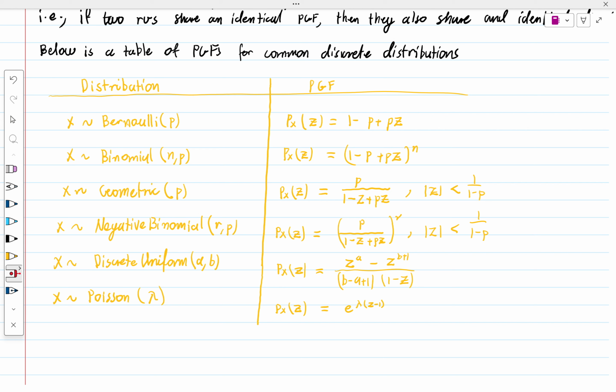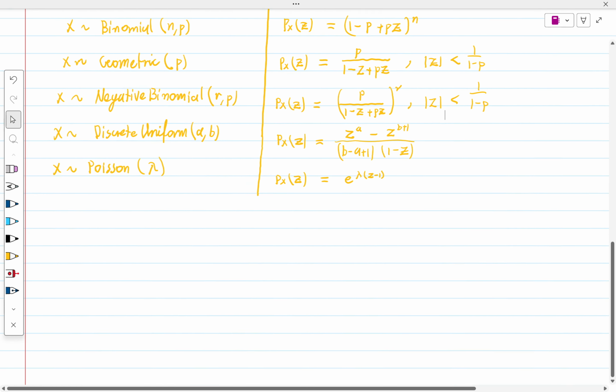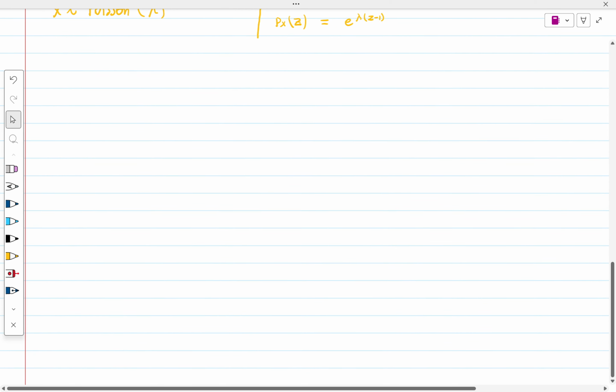And of course, for these two in particular, just keep in mind that the definition here, or the PGFs, actually have a specified possible range of z values for convergence to be true. Keeping that in mind, now let's just go through an example.